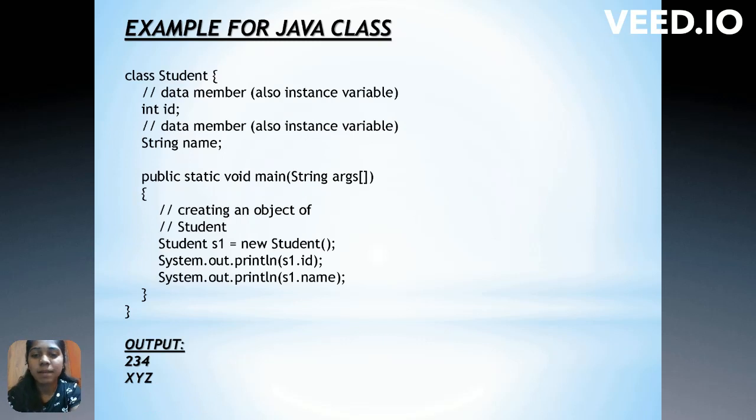Here's a simple example. Here we declare class as a keyword and Student as the class name. Then data member, integer id, then data member, string name. Here is the main method. Then the creation of an object called student: Student s1 equals new Student. Then System.out.println of student id and System.out.println of student name. The output we are getting is the id and student name.